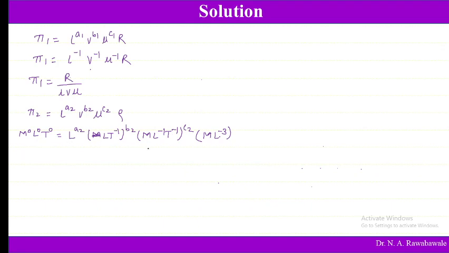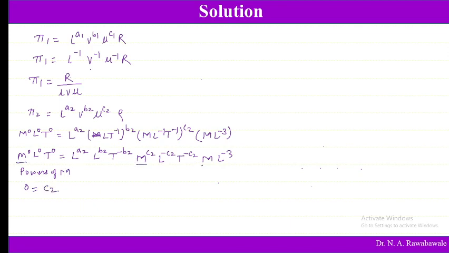So this is the dimension for rho. So l, v, mu and rho. So m to the power of 0, l to the power of 0, t to the power of 0 is equal to l to the power of a2, l to the power of b2, t to the power of minus b2, m to the power of c2, l to the power of minus c2, t to the power of minus c2, m l to the power of minus 3. Now collecting powers of m. On the left hand side 0, here c2, here 1. Therefore, c2 is equal to minus 1.